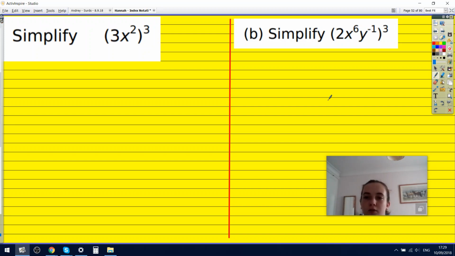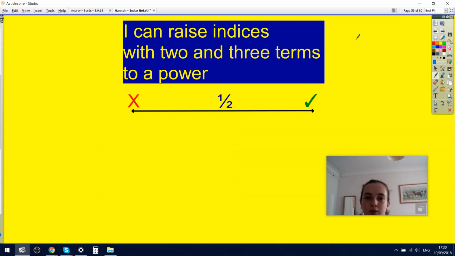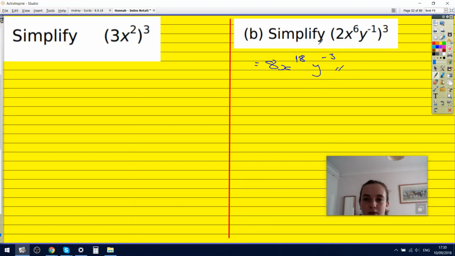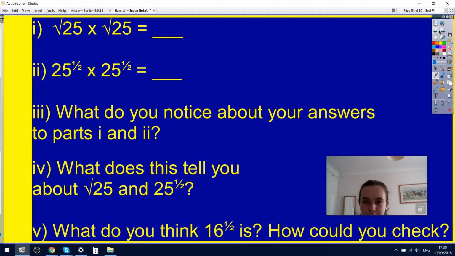So 20, no, 8 x to the 16, no, 18. Yeah. Y to the minus 3. That's it. I can raise indices with 2 and 3 terms to a power. Tick. And if you can do 3 terms, obviously you can do 2.